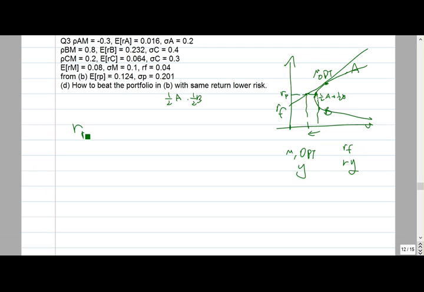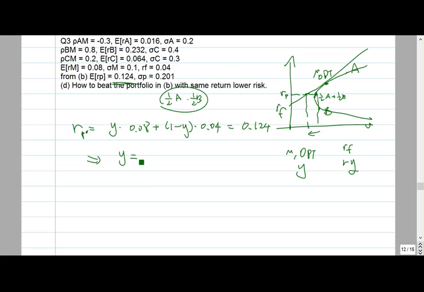So our return of our new portfolio, this is P, let's say P star, is Y times the return of the market, which is 0.08, plus 1 minus Y times the return of the risk-free. And this portfolio must have the same return as the one from B, which is half one. And we computed this, 0.124. So from this equation we can already solve, so we don't need the other one.